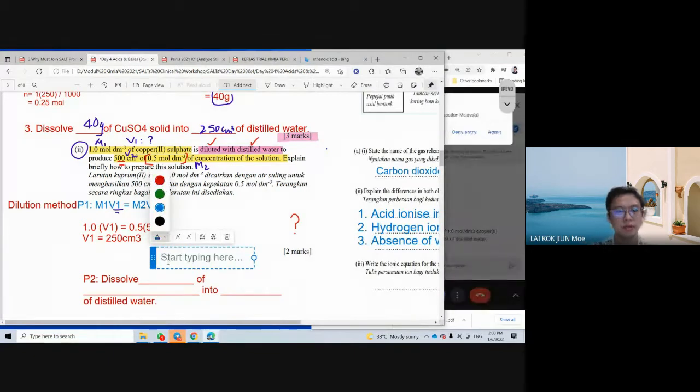So you know what I mean already, here 250, 250 cm³. Always have the unit. Remember.